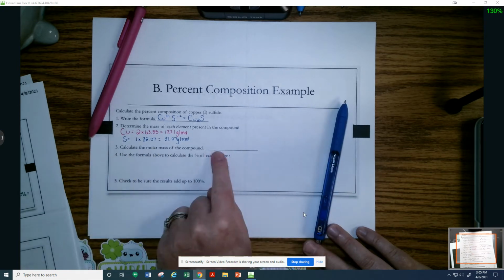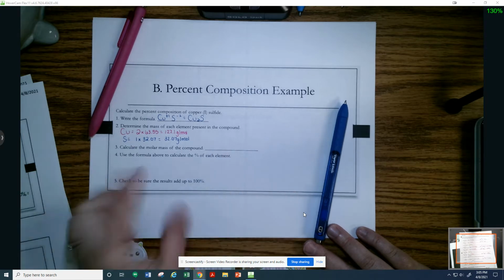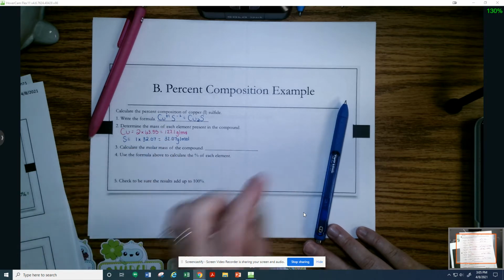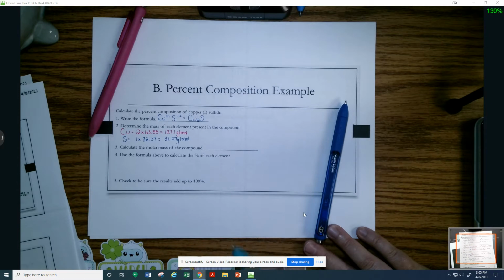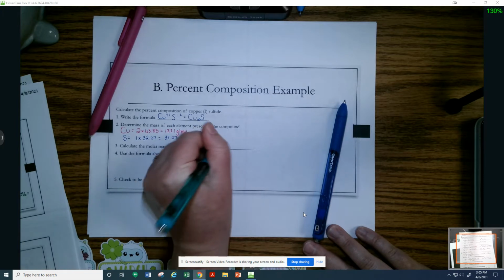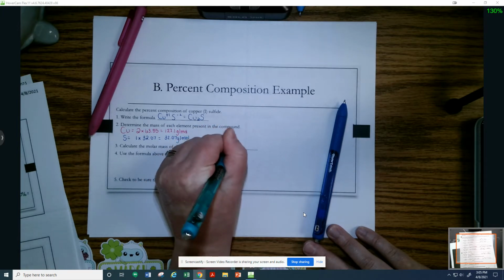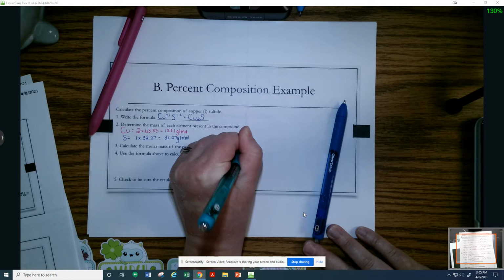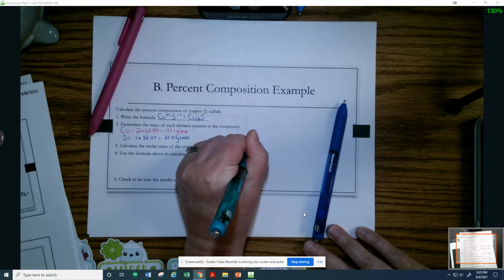Now, the next step is you want to know the molar mass of the whole entire thing. So now what we're going to do is add these 2 up to give us the grand total molar mass of the entire compound, which gives us 159.17, its molar mass, so grams per mole. And that's of the Cu2S.